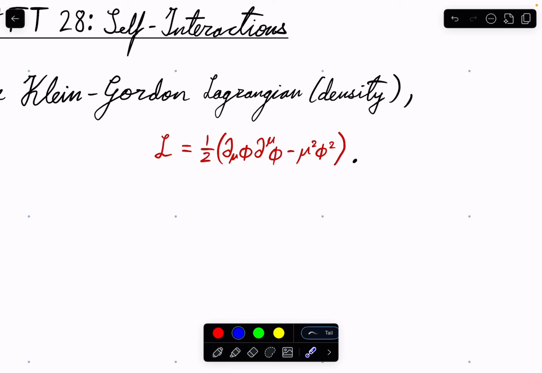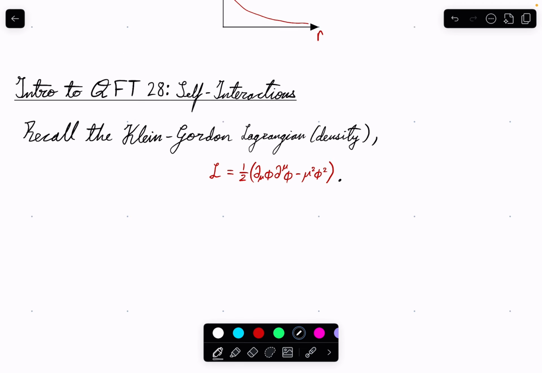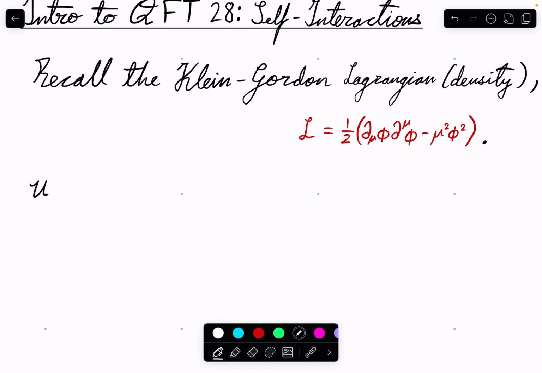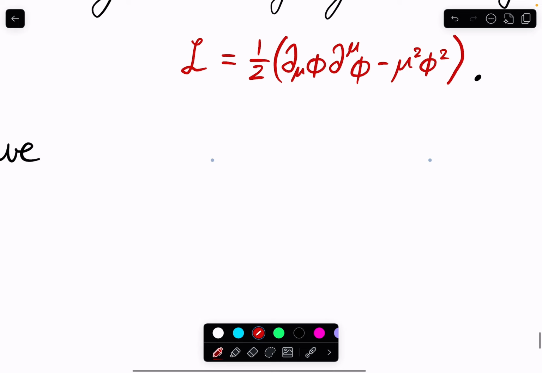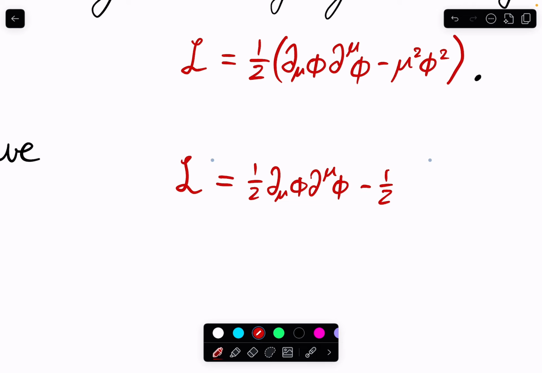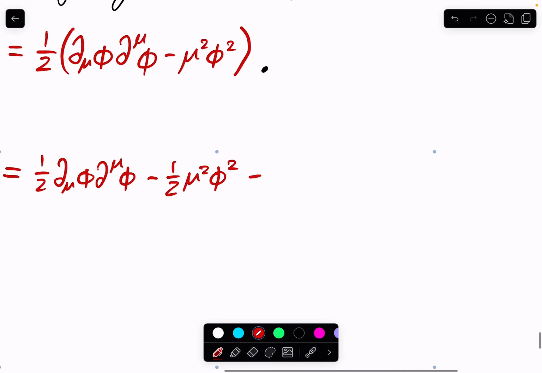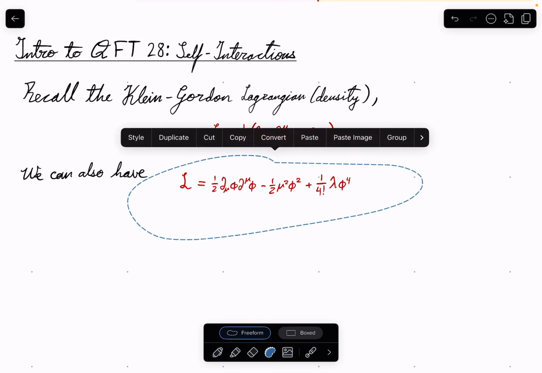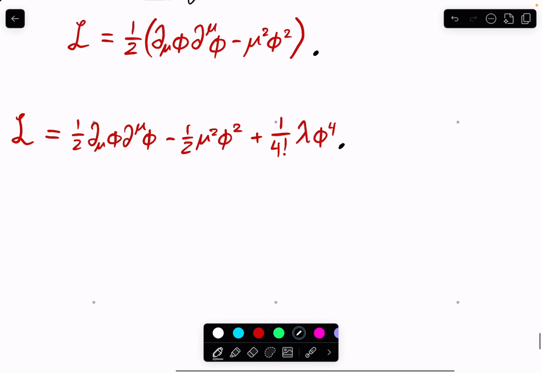Now, we can also have Lagrangians with the following form. So we can also have Lagrangians that look like this: 1/2 partial mu phi partial mu phi minus 1/2 mu squared phi squared, then plus 1 over 4 factorial lambda phi to the fourth. We now have a new term. And this new term right here, this is a self-interaction term.